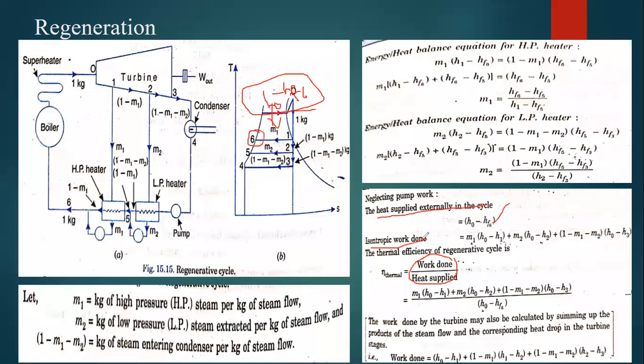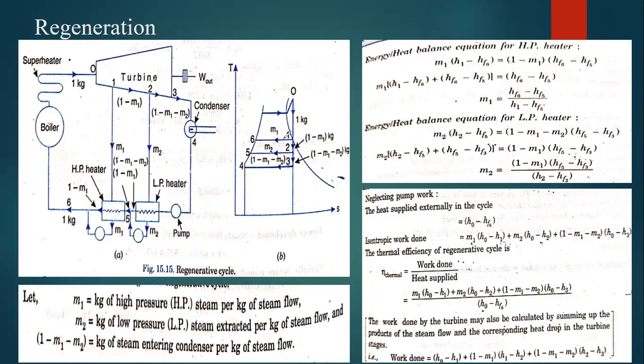So heat supplied has been found. Now we need to know the isentropic work done, right? Here, what is the isentropic work done? From the diagram itself we can find it out. We have two methods to find out the isentropic work done. One is by using the total enthalpies, or else we will go partially. I will let you know.